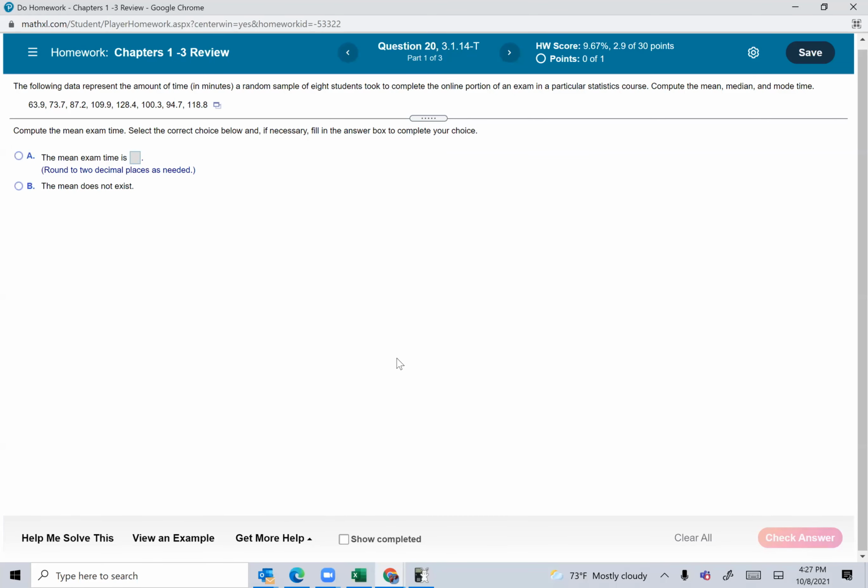Median. Compute the mean, median, and mode. Well, now let's go to the calculator. Let's go to StatCrunch and do it there if you like.